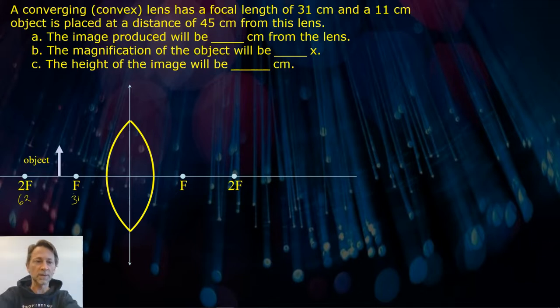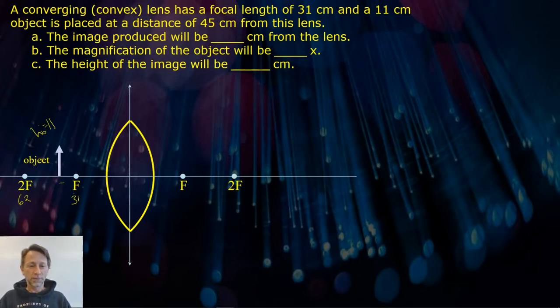Okay, so I have this object and it says that it has a height of 11, so the object height of 11 centimeters, and it's placed a distance of 45. So notice that it's over here. This was 31, so we went over about another 10, and that's going to be 45 there.